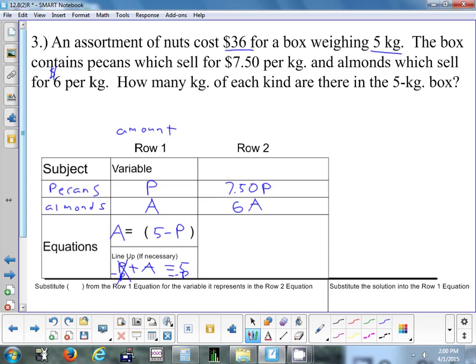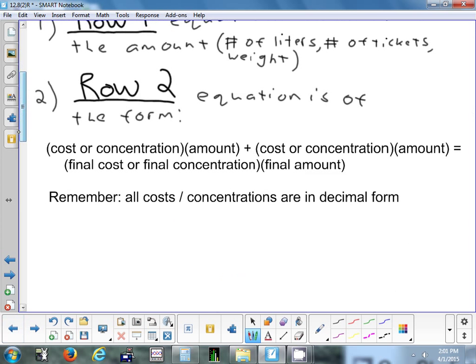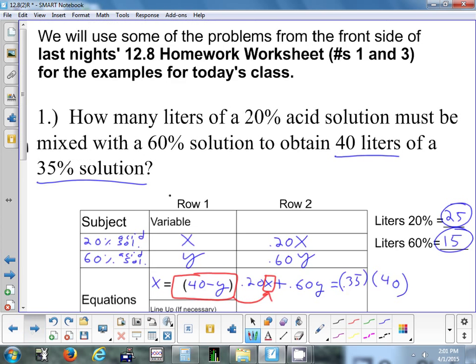Now, what's the total cost when we mix all these nuts together? How much is this box going to cost? $36. That's given. Now, remember what the formula said. It's a cost times an amount plus a cost times an amount. So let's fill that in.